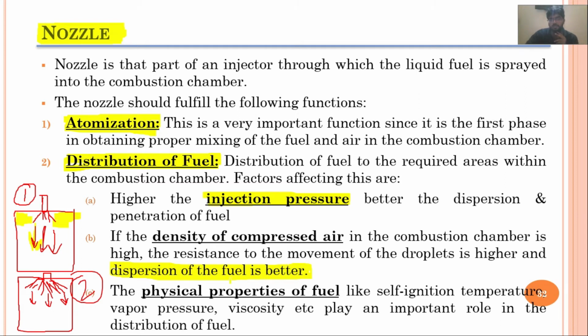Okay, next we have the physical properties of the fuel. For example, when we have a very highly viscous fuel, atomization of highly viscous fuel is a bit difficult, and their vapor pressures and self-ignition temperatures also play a very vital role here.